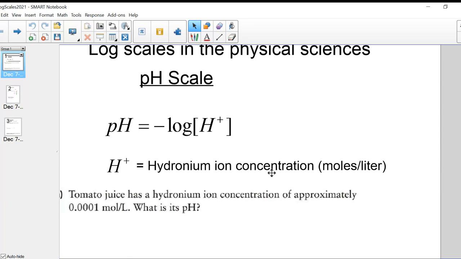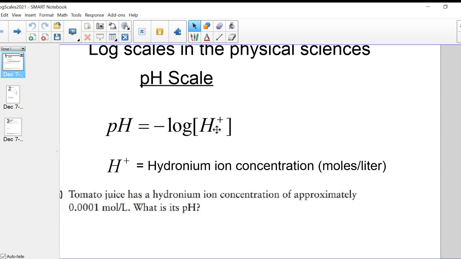So the scale generally goes from, I mean, you probably know this already, from 1 to 14. And things that are acidic tend to be on the lower end of the scale. Things that are alkaline tend to be on the higher end of the scale. So what we do is we take the log of the hydronium ion concentration, and because that number is generally very small, it tends to be a negative number.